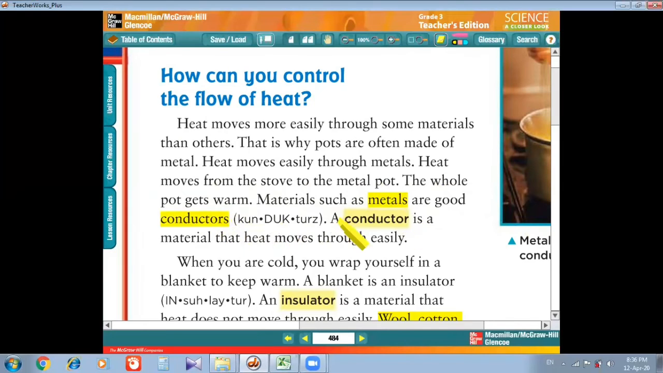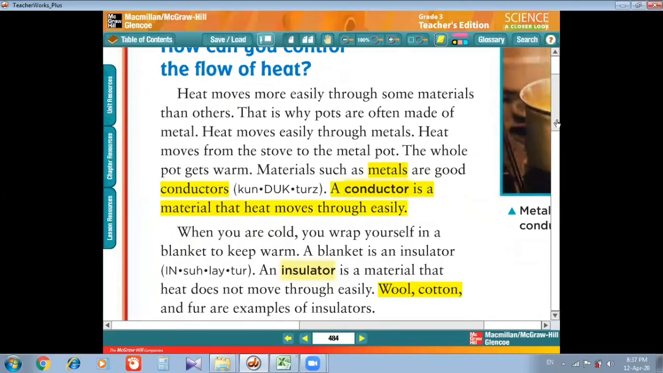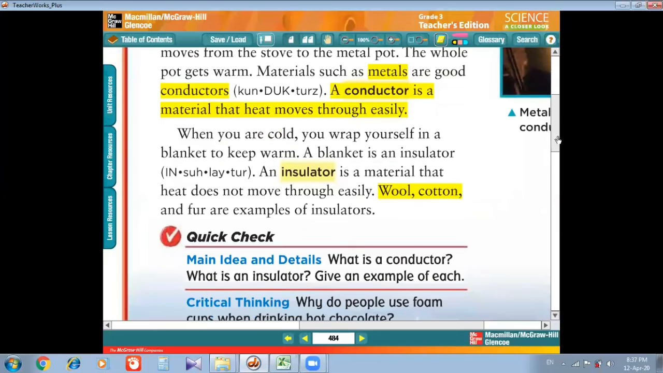What is a conductor? A conductor is a material that heat moves through easily. Conductor is any material through which heat can transfer easily. Heat can pass through them. They are conductors. A conductor is any material through which heat passes easily.